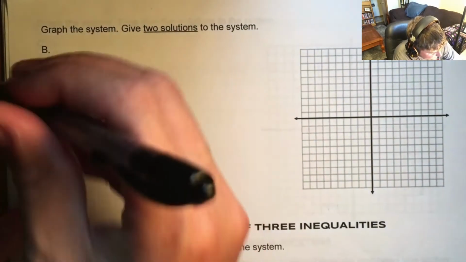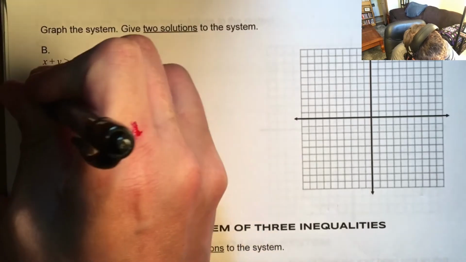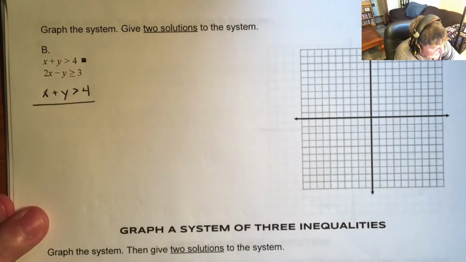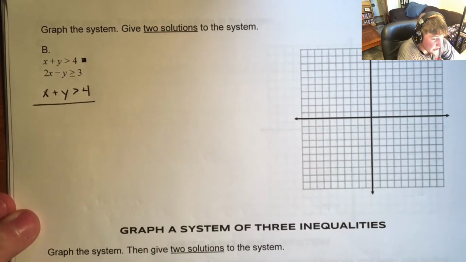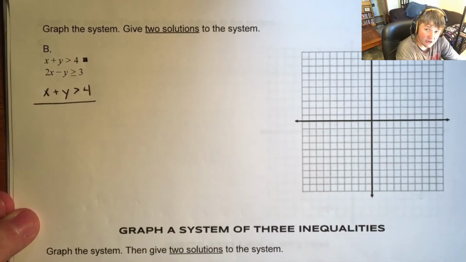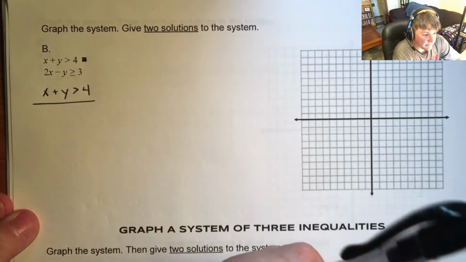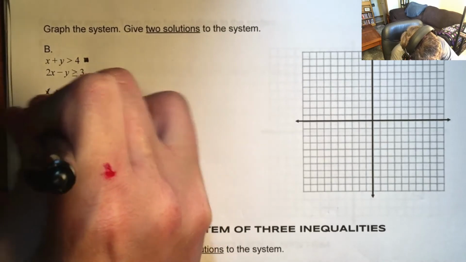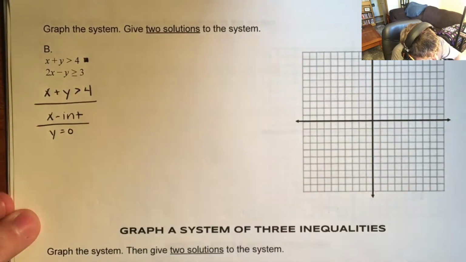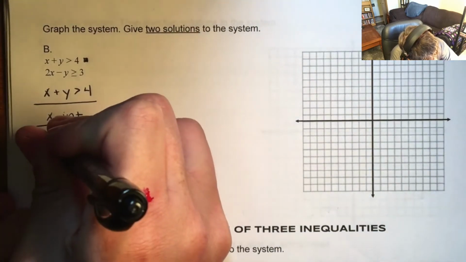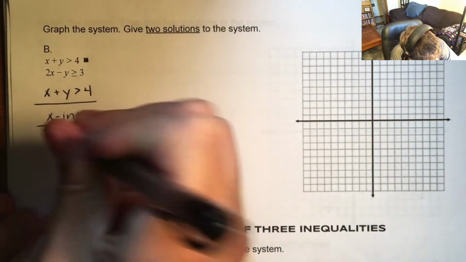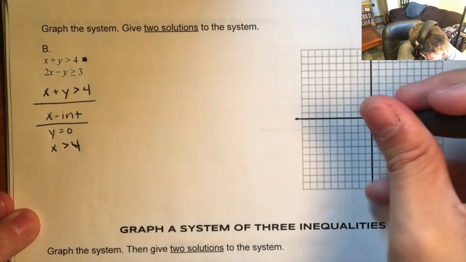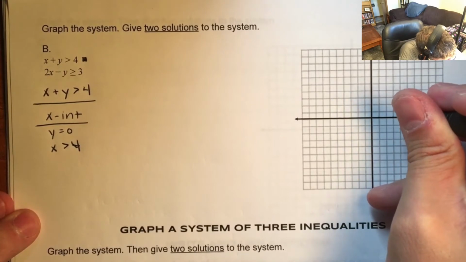I'm just going to call the first line the black line, I suppose. And we have x plus y is greater than 4. This is in standard form. If you want to put this in slope-intercept form, that's fine. You're going to get the same answer regardless, but I'm going to do this by finding the x-intercept, which means that y is equal to 0. So I can just say x is greater than 4. If I replace y with 0, it's gone. x is greater than 4. So 1, 2, 3, 4.